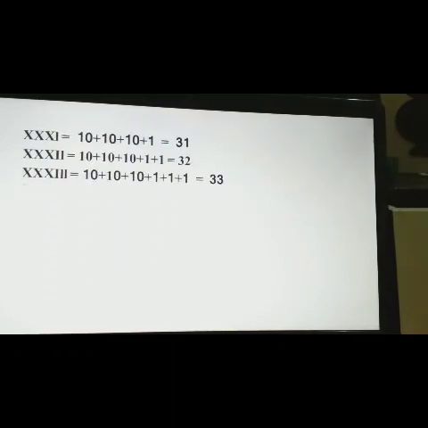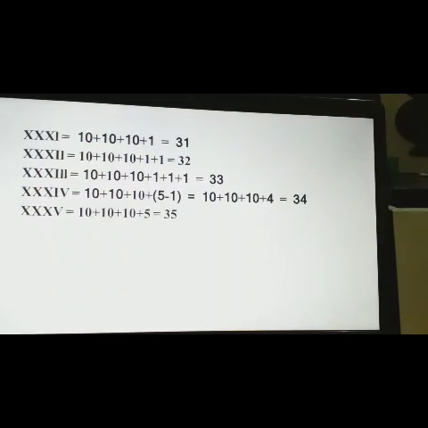XXXIII, that means 10 plus 10 plus 10 plus 1 plus 1 plus 1 is equal to 33. XXXIV, that means 10 plus 10 plus 10, and IV means 5 minus 1 is equal to 4, that is 10 plus 10 plus 10 plus 4 is equal to 34. XXXV, that means 10 plus 10 plus 10 plus 5 is equal to 35.